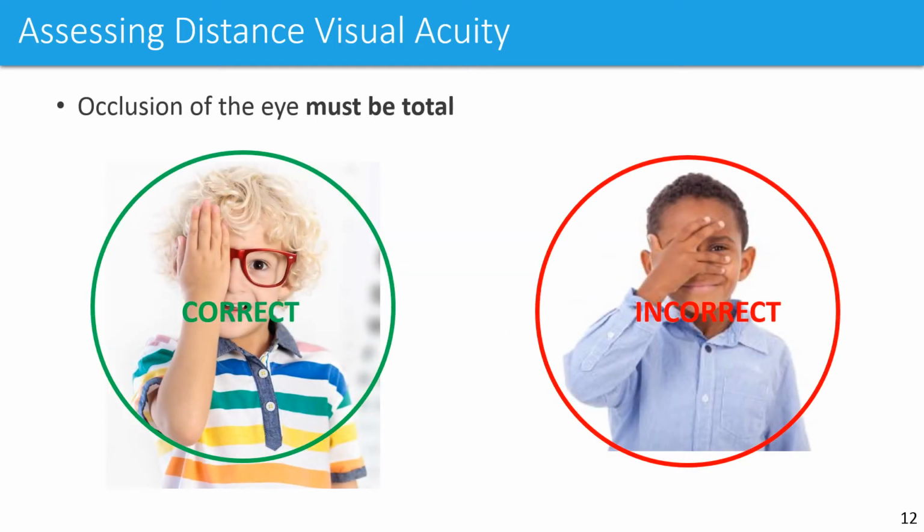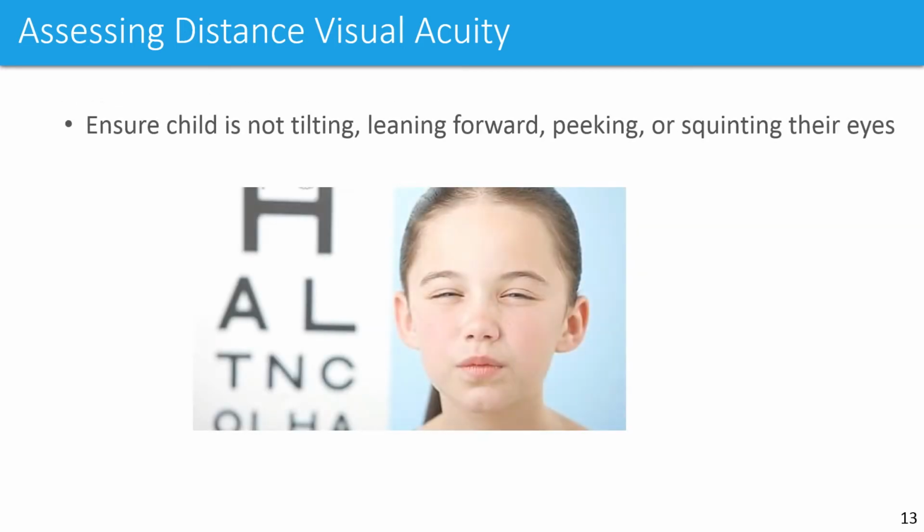During testing, both eyes should be open, including the eye behind the occluder. Start by testing the right eye first by occluding the left eye. Ensure the child is not tilting their head, leaning forward, peeking, or squinting their eyes, as this aids the child's ability to see the image and does not provide an accurate reading.